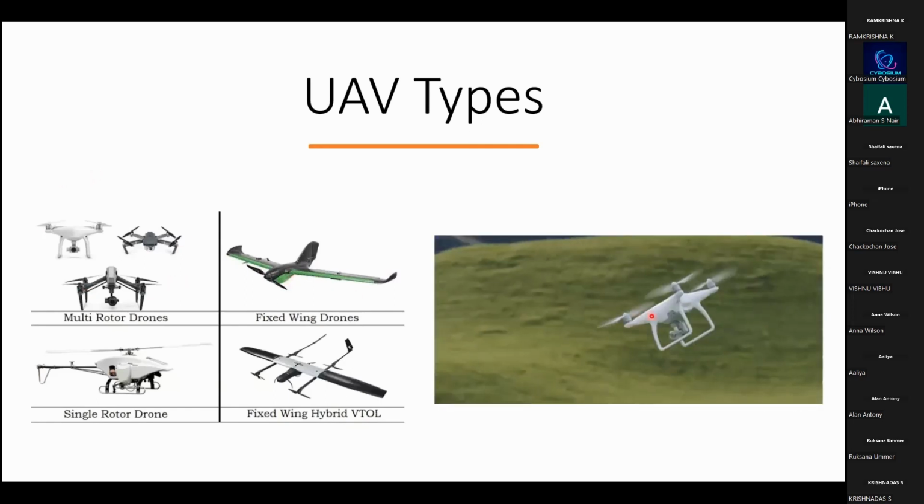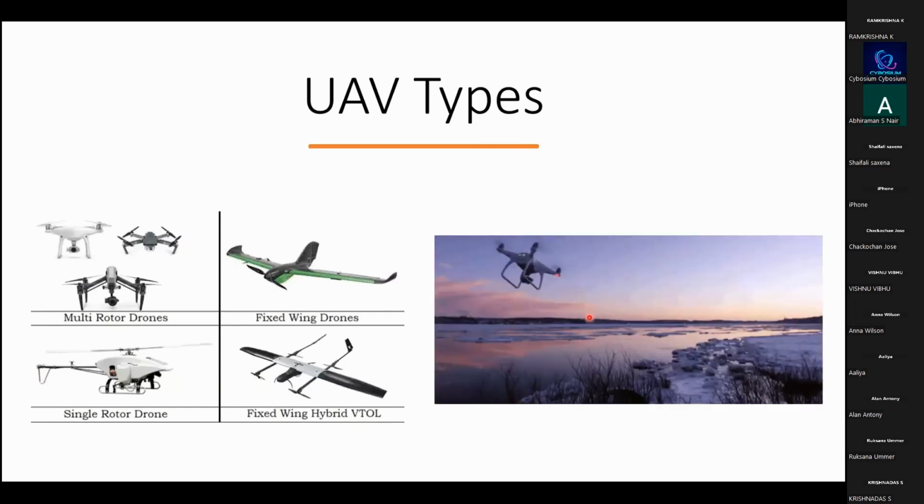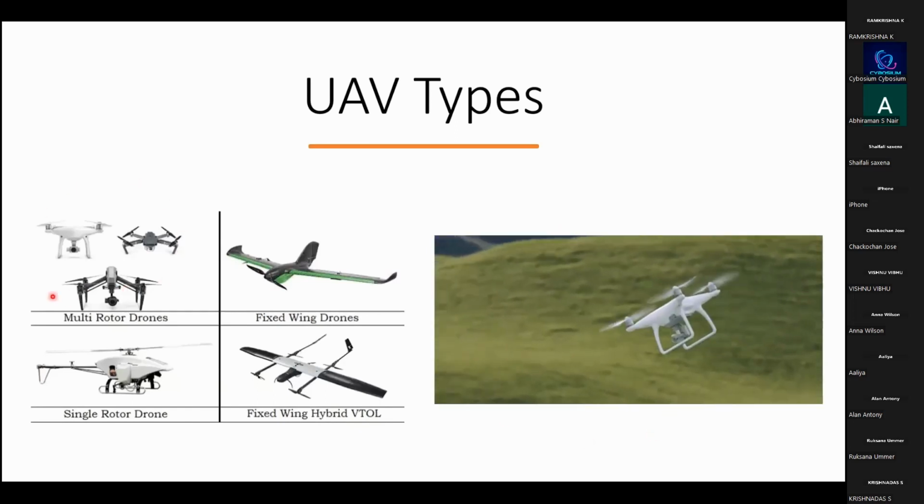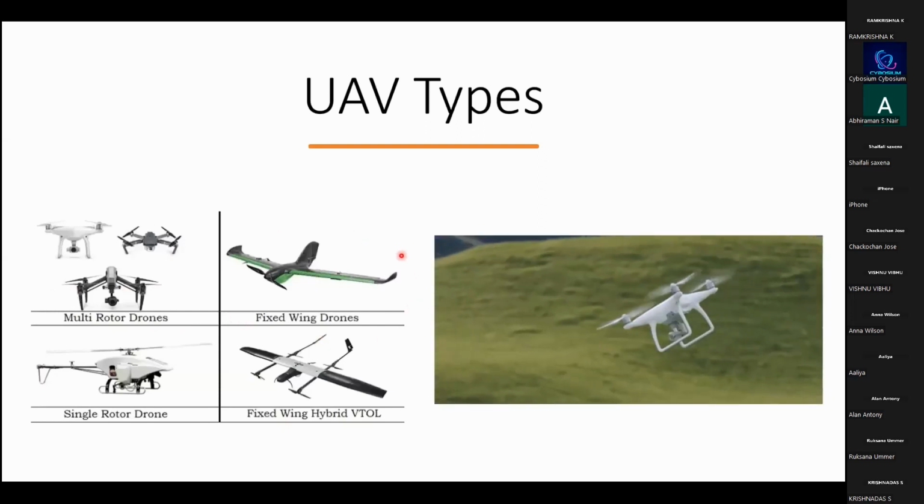A quadcopter can just take off and land at the same time, at the same place. So it doesn't need much of a runway. Quadcopter doesn't need much of a runway, but fixed wing needs a runway.